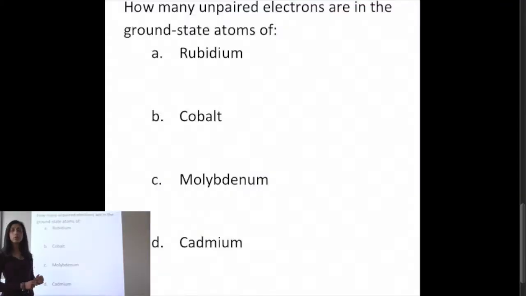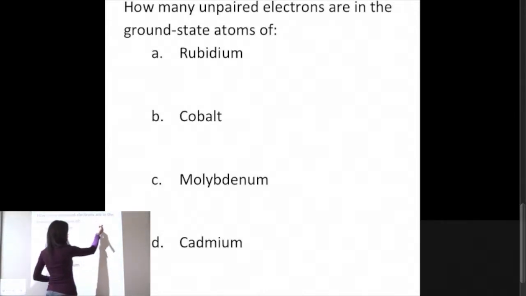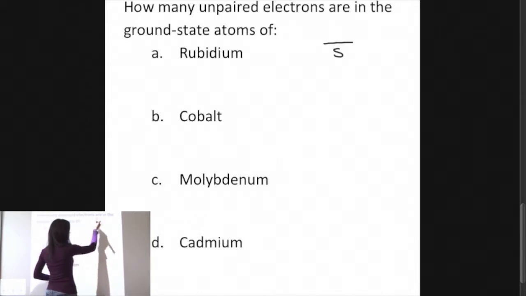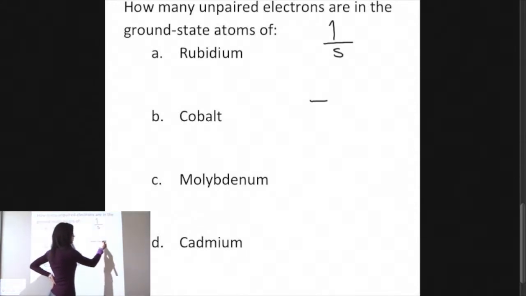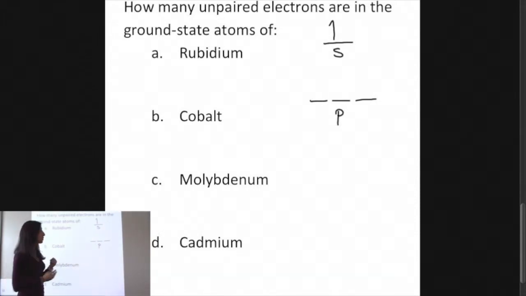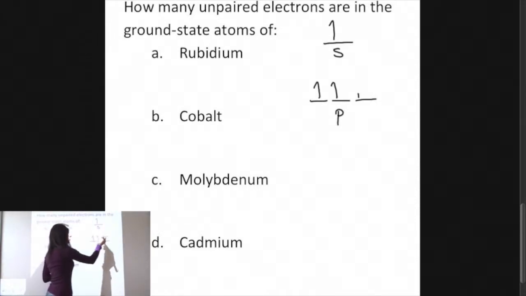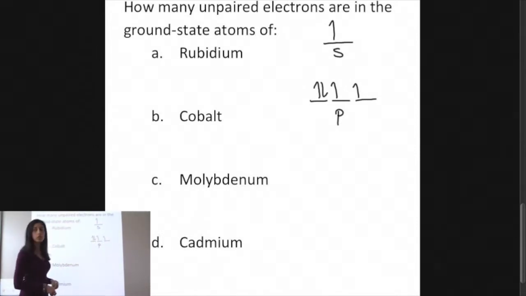So let's go ahead and review what we mean by unpaired electrons. If you remember from the Pauli exclusion principle, each orbital can hold only 2 electrons. So if we're dealing with an s orbital and it only has 1 electron in it, then it has 1 unpaired electron. If we're dealing with a p orbital, and let's say it has a total of 4 electrons in it, then it's going to have 2 unpaired electrons. So that's the general idea that we're going to follow while we do these problems.